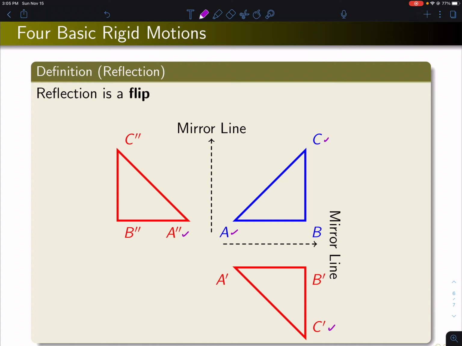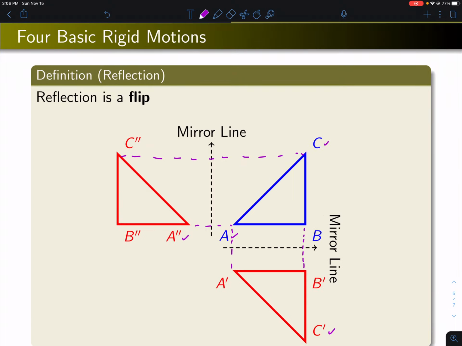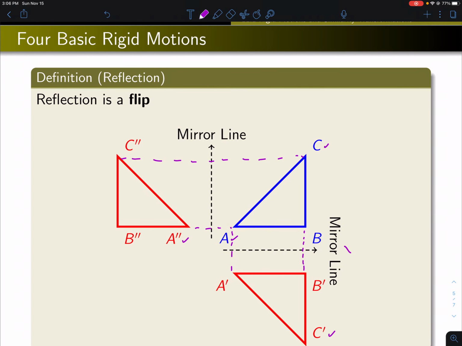So again, it depends on which way you flip them. What you're doing is taking these points and moving them this way. Same thing here, you're moving these points the same distance across that mirror line that you've got. And not that you can't reflect over any line that's out there, but a lot of times what we're going to be doing is reflecting across, like this would have been a reflection across the x-axis. This would have been a reflection across the y-axis.